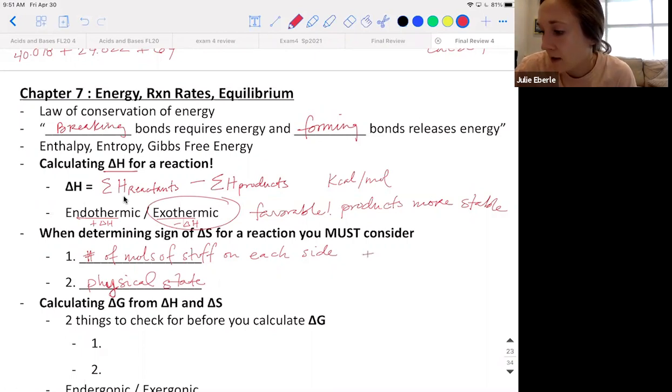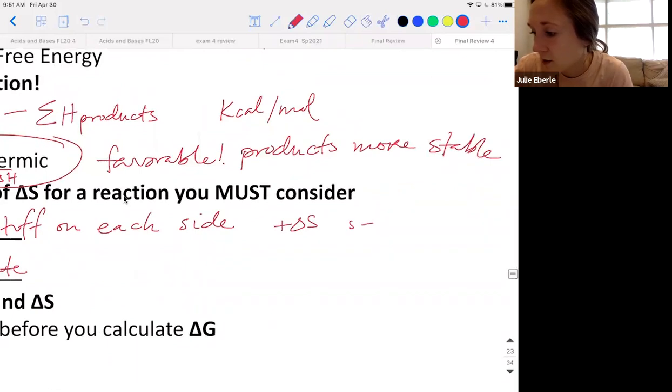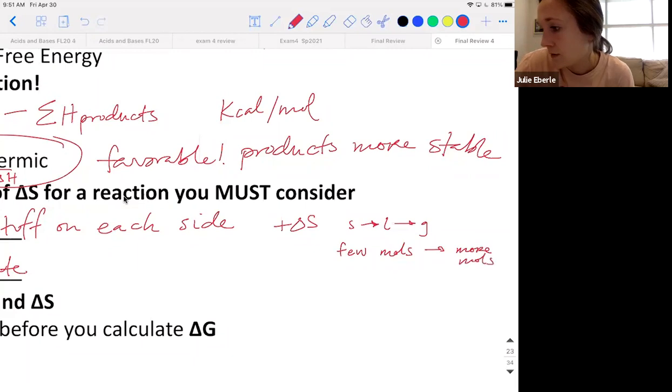Remember that entropy is a measure of disorder. That's delta S. A positive delta S could be examples, let me zoom in on this. Disorder increasing is when you're going from a solid towards a liquid, towards a gas. If you have things that are solid or liquid and you're making things that are gases, disorder is increasing. Or if you have few moles to more moles of stuff.